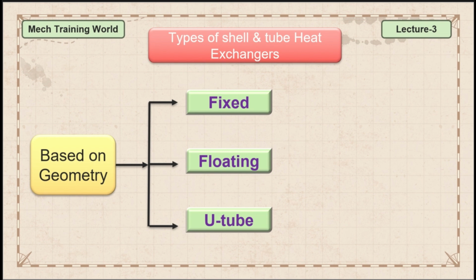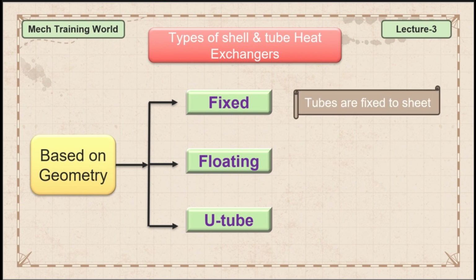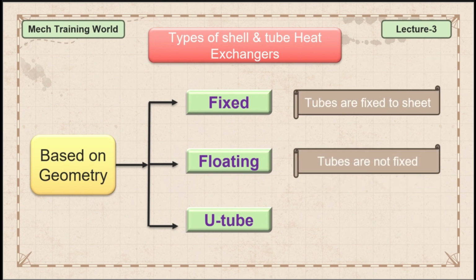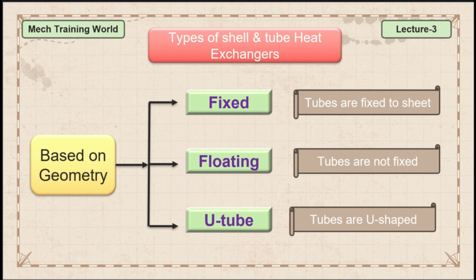Fixed type heat exchangers have a tube sheet that is directly welded to the shell. In floating type heat exchangers, the tube sheet is not fixed. In floating type, one side is fixed and the other side is mobile, so this will reduce thermal stresses. And next one is U-tube type. U-tube type heat exchangers have a U-shaped tube bundle which allows for more efficient heat transfer. So this is all about classification based on geometry.